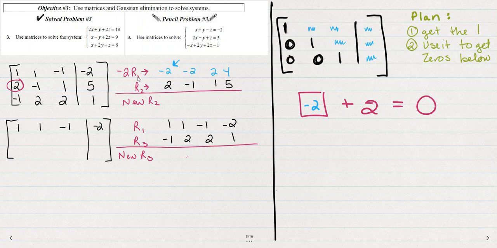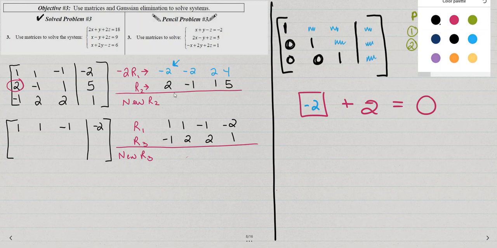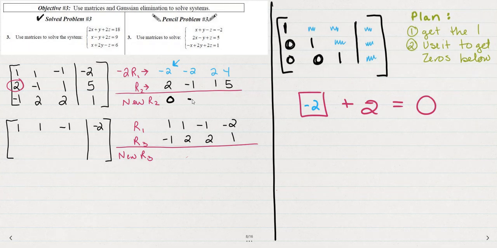We're not going to change row 1. We're going to keep row 1, 1, 1, -1, -2, but we're just going to use it. We're going to bounce off of it to get this 0. So -2 times row 1 is -2, -2, +2, +4. Row 2 is 2, -1, 1, 5. And when I add those rows, I get 0, -3, 3, and 9.